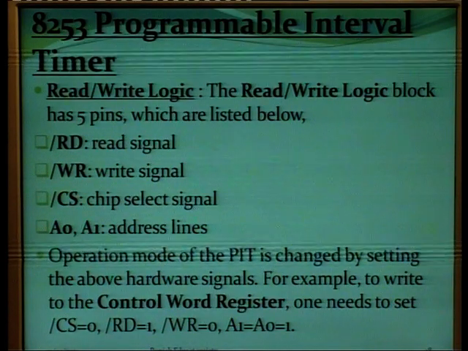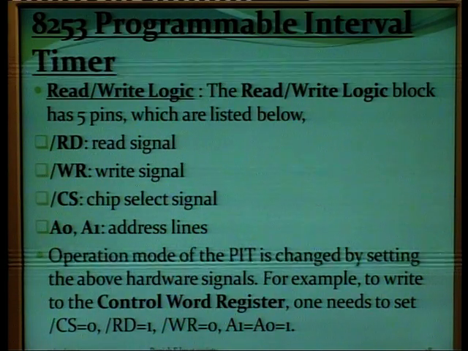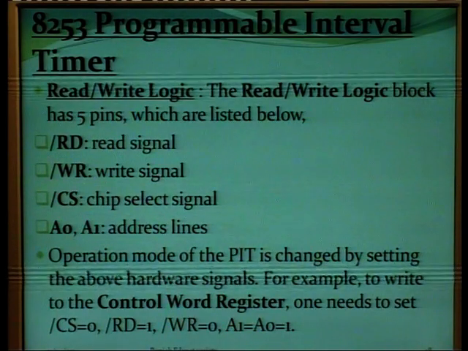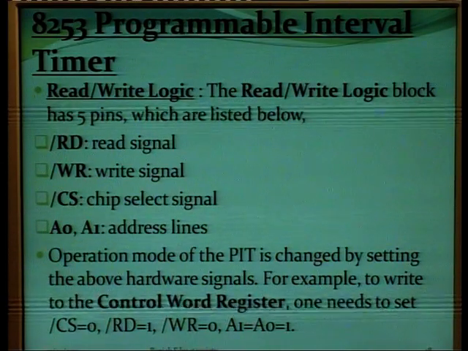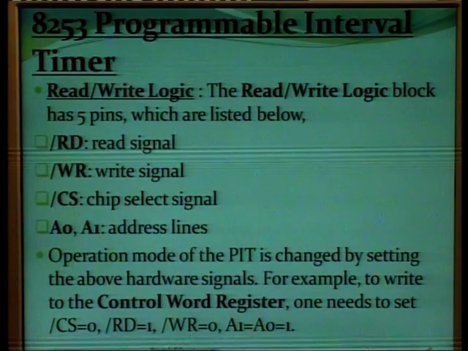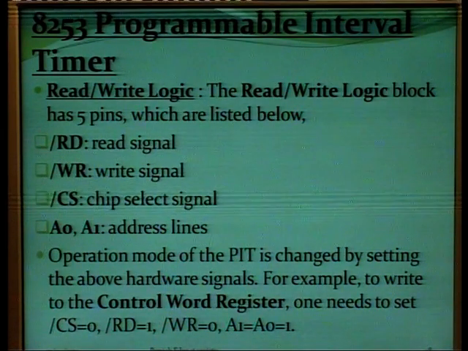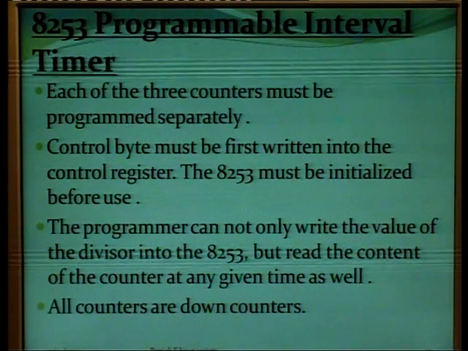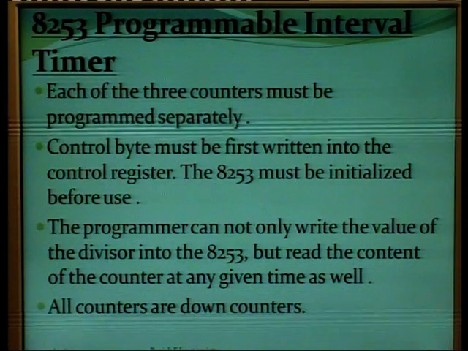For example, to write to the control word register, one needs CS bar as 0, read bar as 1, write bar as 0. Write bar 0 means we have to write something to 8253, and A1 and A0 must be 1. So, when both A1 and A0 are 1, the 8085 can access the control word register of 8253. Each of these 3 counters must be programmed separately.